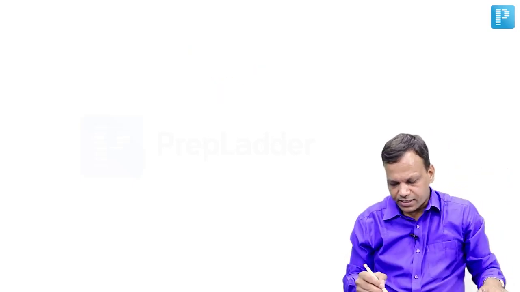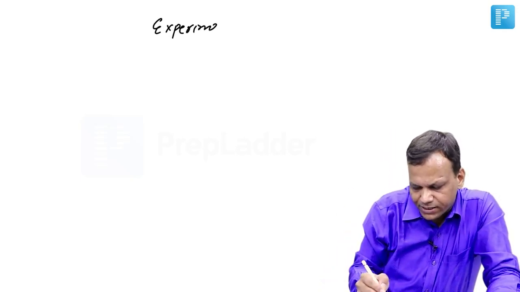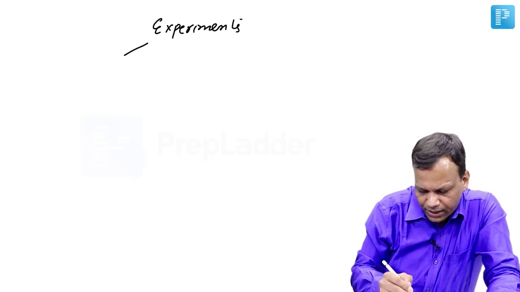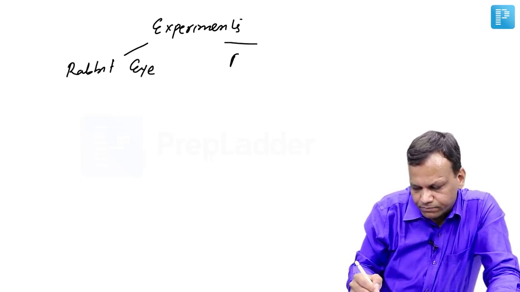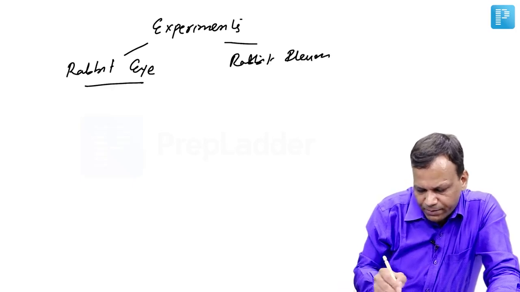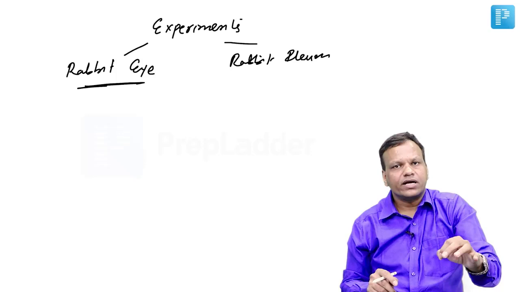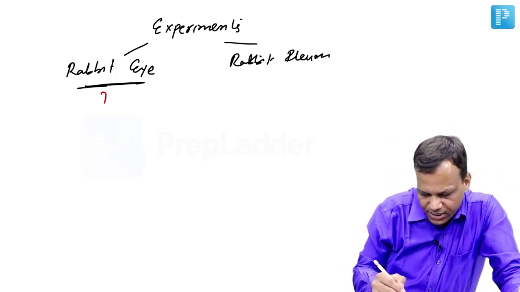So these are important points regarding the anti-glaucoma drugs. Now lastly, there are two rabbit experiments in the eye. One is in the rabbit eye and second is on the rabbit ileum. So what is done in these experiments? In the rabbit eye, you will instill the unknown drug and you need to identify what it is on the basis of actions. So what are the actions?